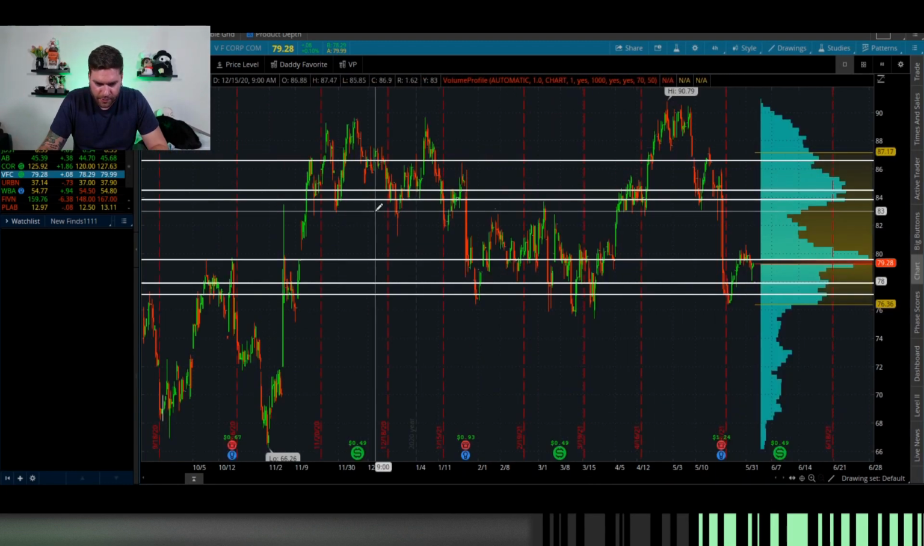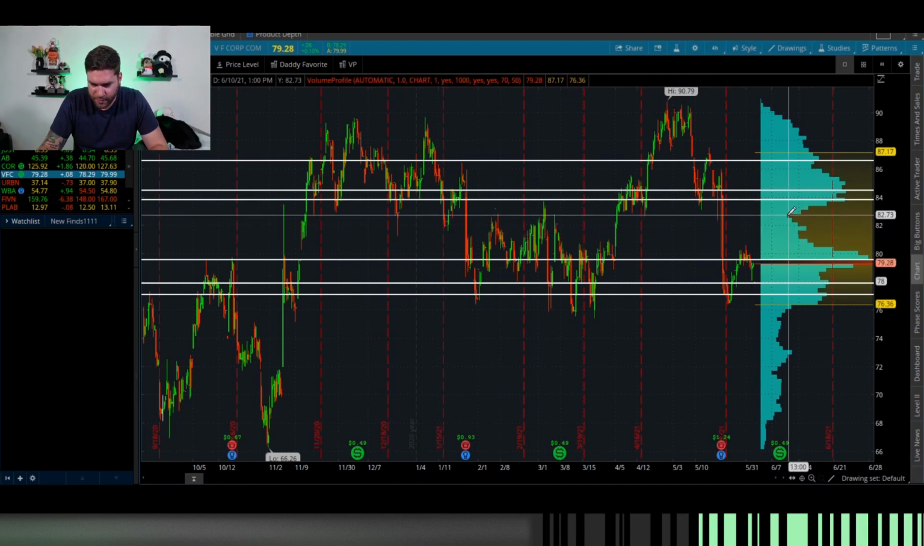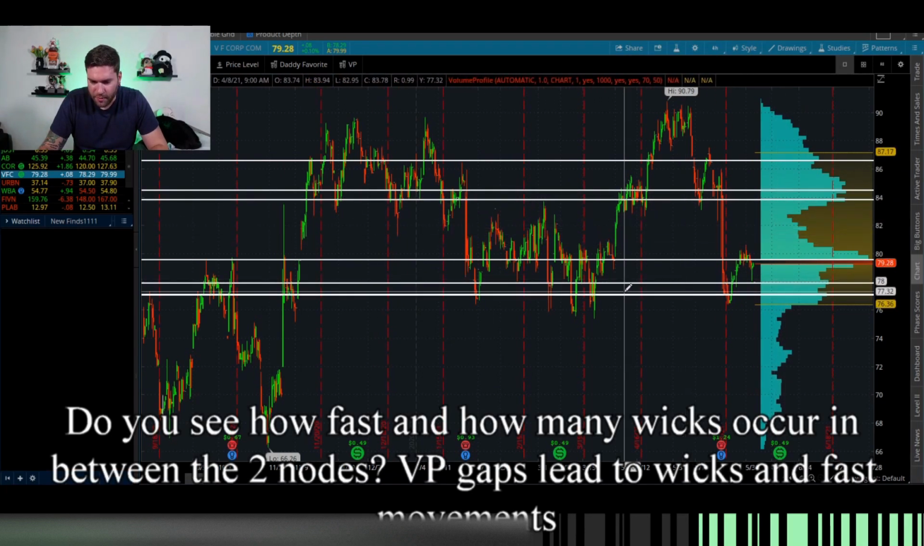We can see it's not perfect. All right, it's pretty good though. We're missing this gap here. That's fine. You can see a lot of wicks coming into here. But again, plenty of supports and resistances based off these high volume nodes.